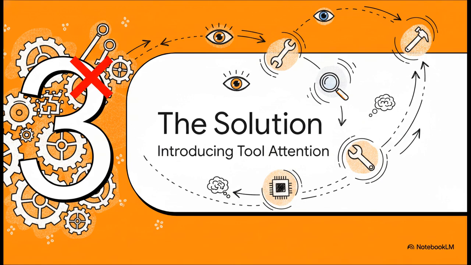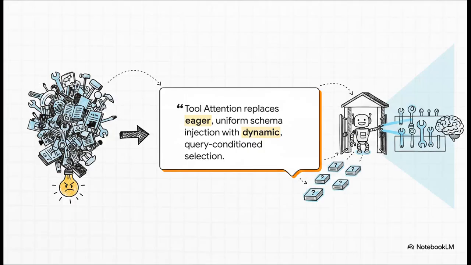Well, the paper proposes this beautifully elegant solution. It's called tool attention. The core idea is just so smart. It's about stopping this force feeding of every tool manual on every single turn. Instead, tool attention acts like a smart gatekeeper. It lets the model dynamically pick only the tools that are actually relevant to what you just asked. It's about being precise and efficient, not lazy and wasteful.